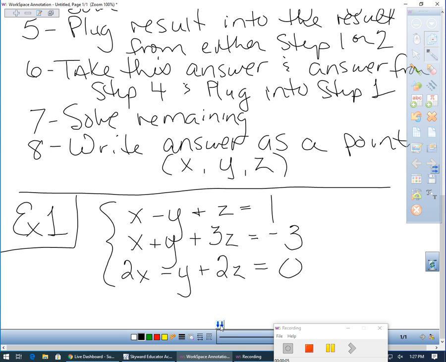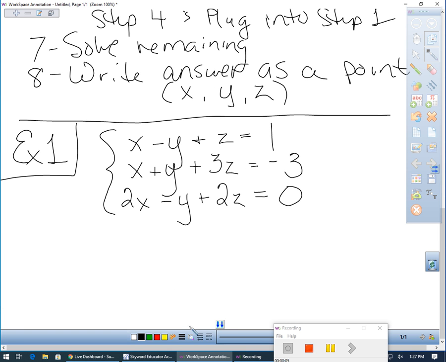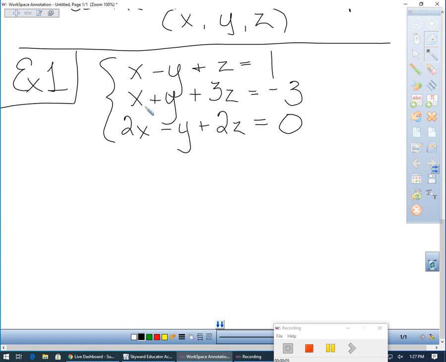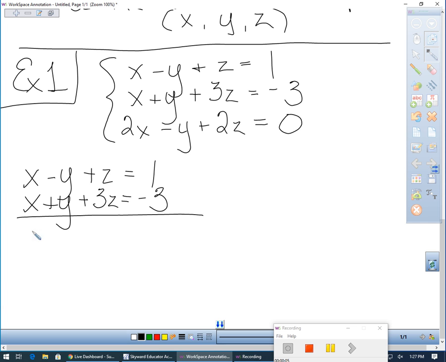Okay? So, first step says to use equations 1 and 2 to eliminate a variable. Yes, so you want to eliminate the y, which makes sense, right? So what I'd like to see you do is choose the first two equations. Do I have to multiply by anything to get rid of those y's? So I'm going to write my two equations right over here. So I have x minus y plus z equals 1. And I have x plus y plus 3z equals negative 3. So let's go ahead and add these together. X plus x is 2x. My y's drop out. Z plus 3z is 4z. And 1 plus negative 3 is negative 2.